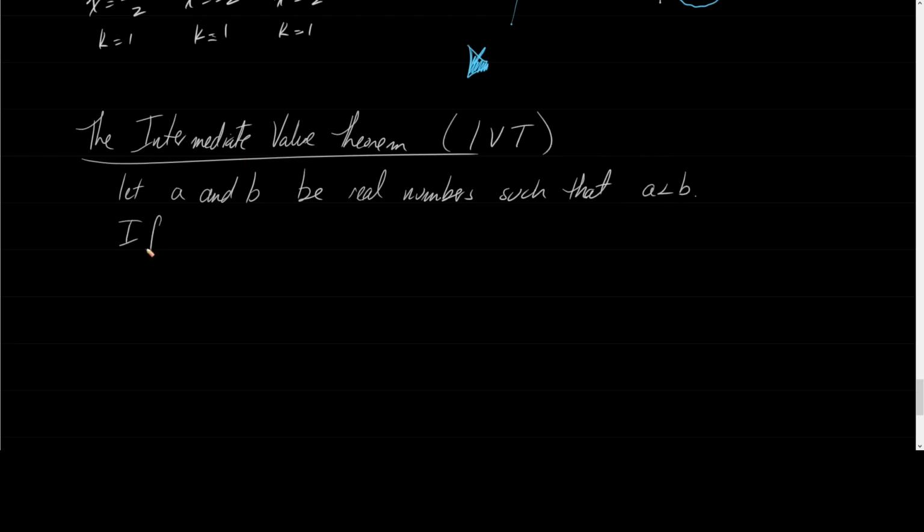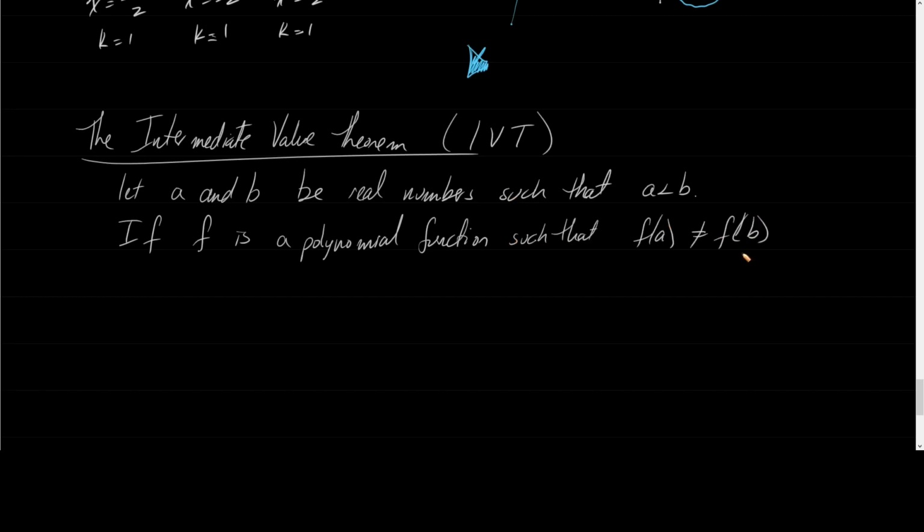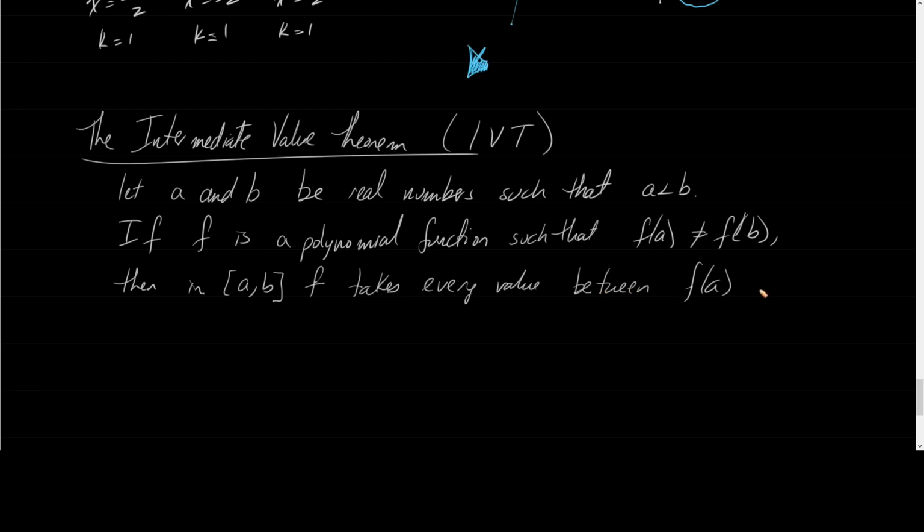If f is a polynomial function such that f of A does not equal f of B, then in the closed interval from A to B, f takes every value between f of A and f of B.